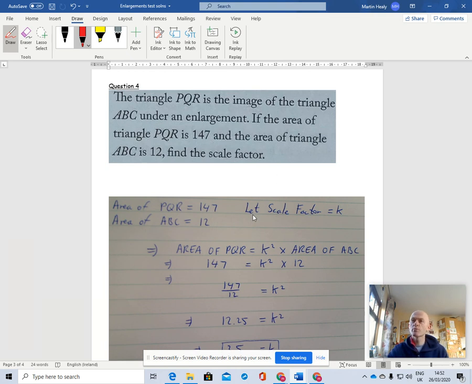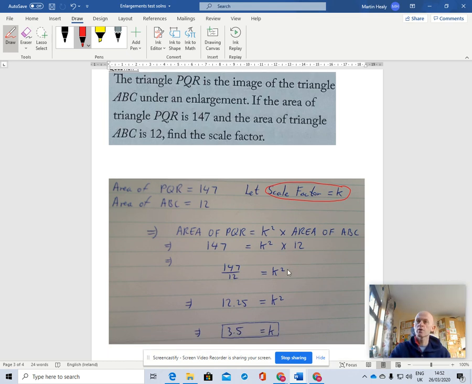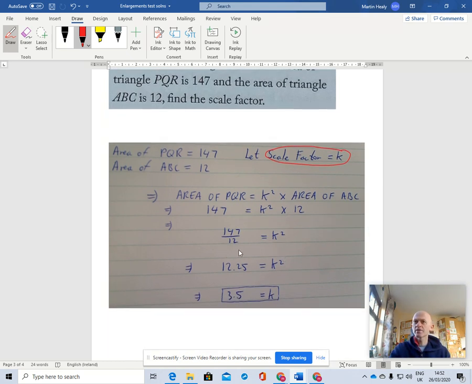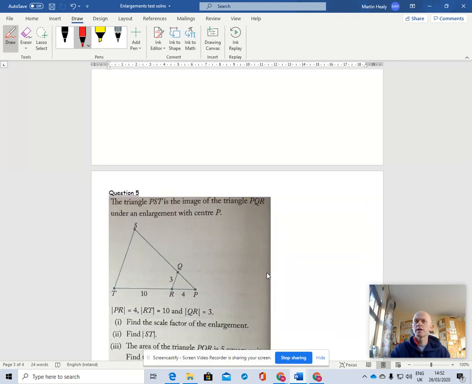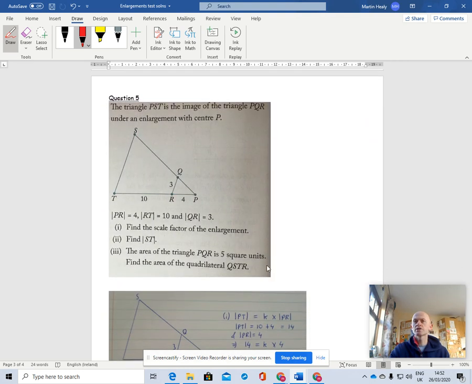Now, the key thing to remember about area, if the scale factor is K, that just relates to the sides of the shape. But if you're talking about how much the area has gone up by, if the side has gone up by a scale factor of K, then the area has gone up by a factor of K squared. So again, have a careful look through that and see how it goes. The last one here is kind of a sneaky question.